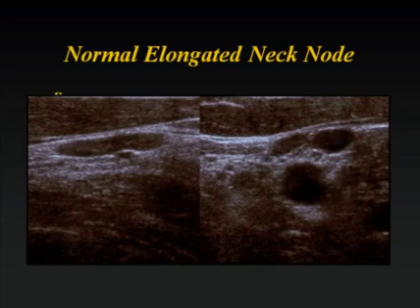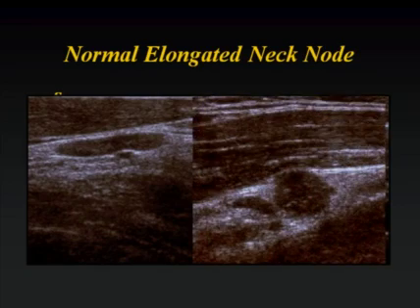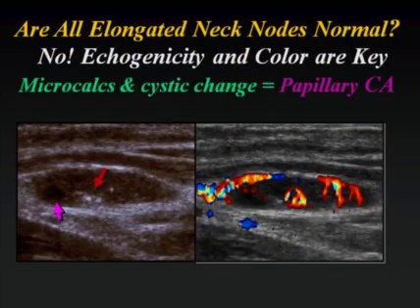And here are some other examples of normal elongated neck nodes. And by way of contrast, here's an abnormal rounded node that had metastatic thyroid cancer immediately adjacent to a normal elongated node. So morphology is often a key first finding for abnormal nodes. Now, is it the case that all elongated neck nodes are normal? No, because if we see abnormal echogenicity and abnormal color findings, that will trump the elongated morphology.